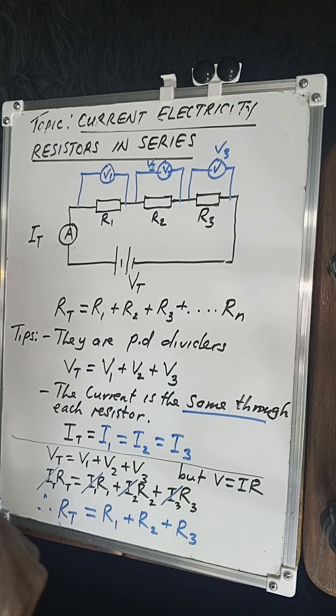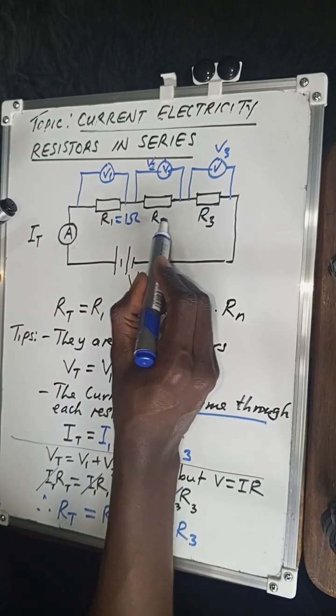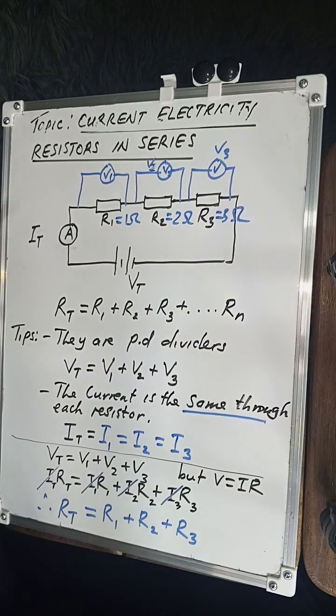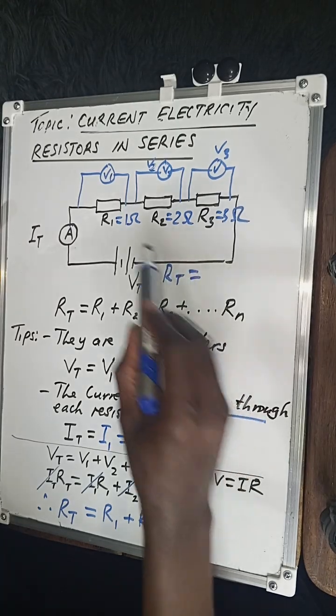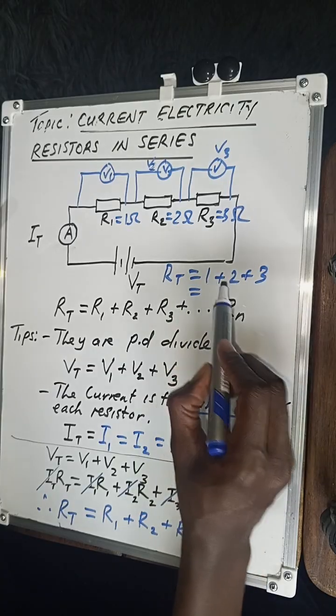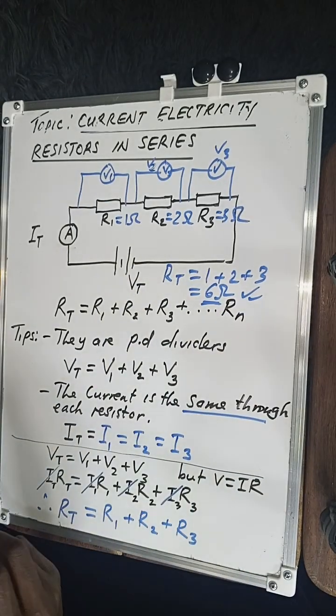Now let's imagine that this was 1 ohm, this was 2 ohms, and this was 3 ohms, and they tell me to find the total resistance. How is it going to be? Well, it simply means for my R total, I will just add 1 plus 2 plus 3, which is going to give me 6 ohms. Then that would have been the total resistance.